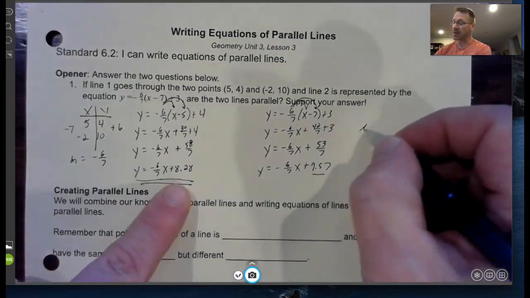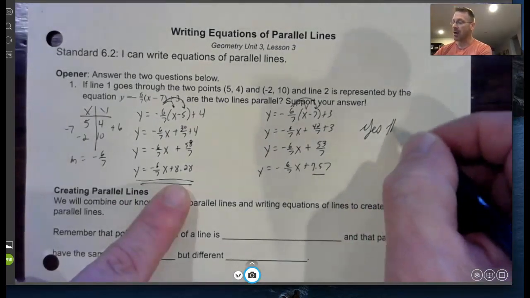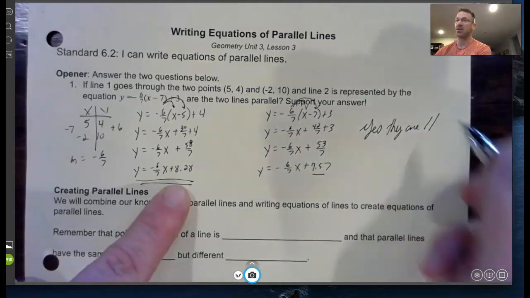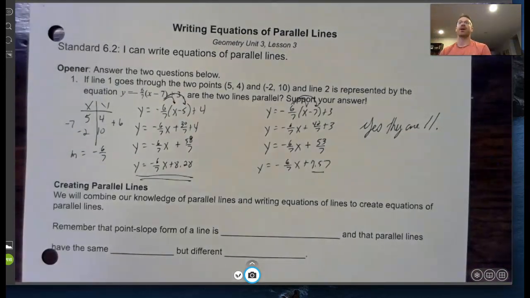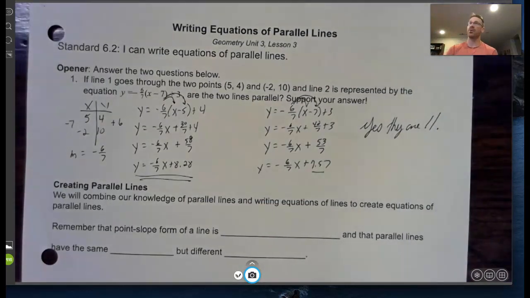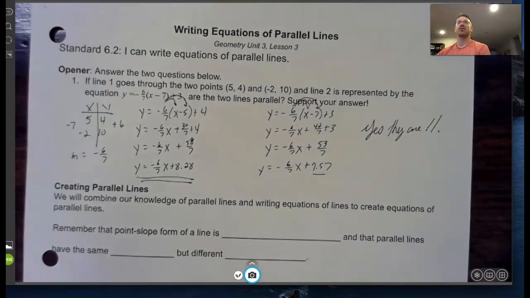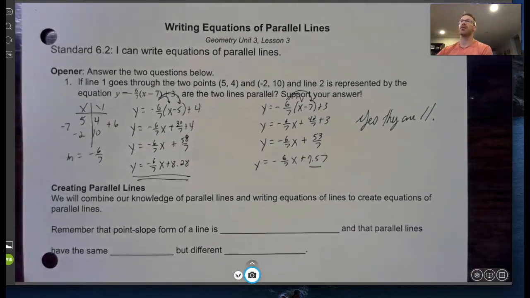So the answer is yes, they are parallel. And I'm going to use the parallel symbol right there. So two lines kind of slanted. That's our parallel symbol. So they are parallel, and the reason is they have the same slope, different y-intercepts. So hopefully you understand that. That's a quick review, really, of a lot of the items that we talked about in the previous lesson.